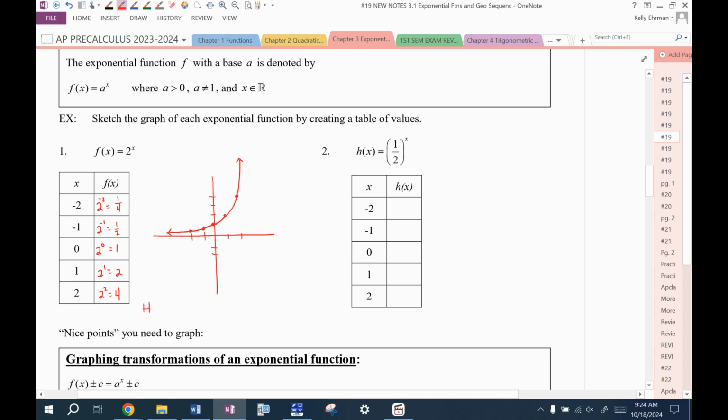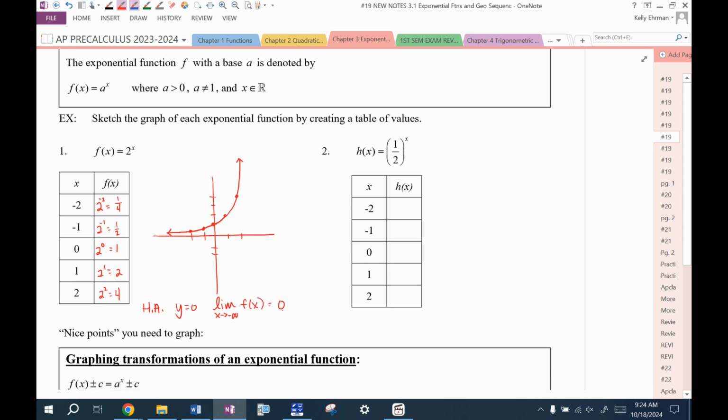So there is a horizontal asymptote. It's at y equals 0. And that's because the limit as x approaches negative infinity, so as we trace to the left of f of x, that's equal to 0. The left side of f of x approaches 0.